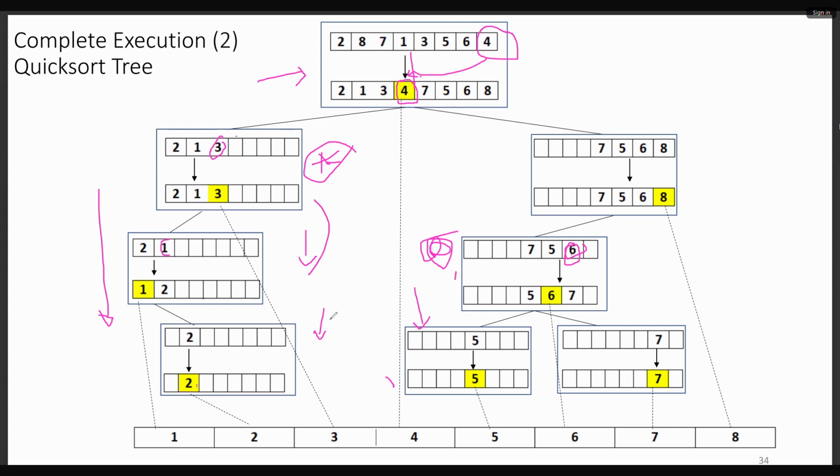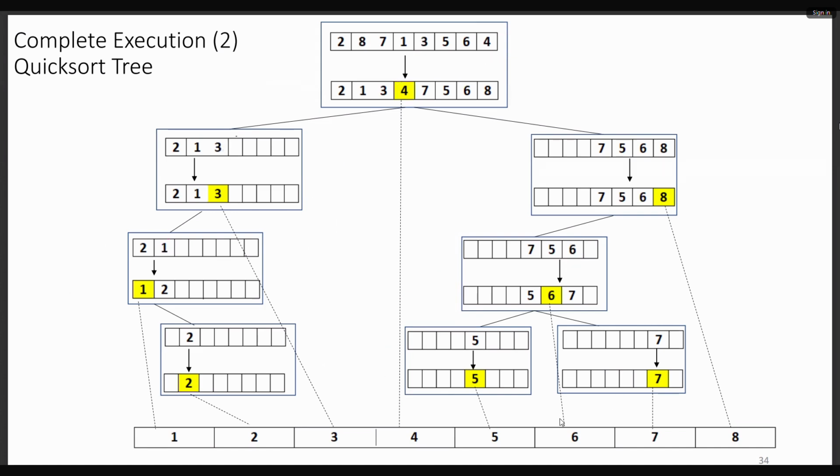Here it would take 3 steps. Or you can say this is 2 steps and this is 1 step. So yeah, when the array is divided very equally, the number of steps that we need drops drastically. But yes, your point is valid.